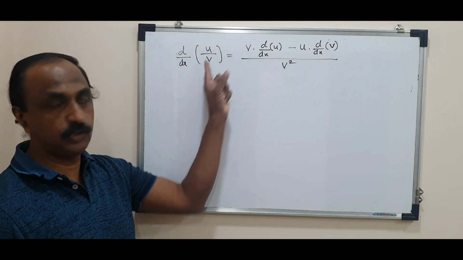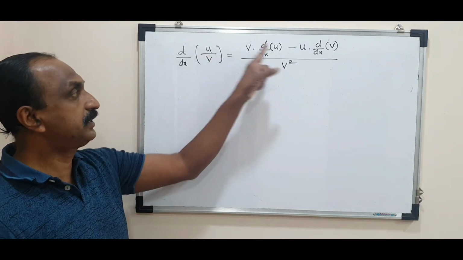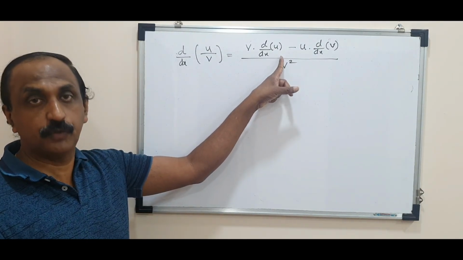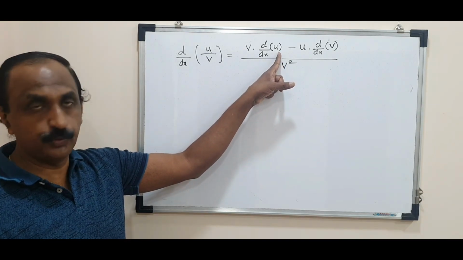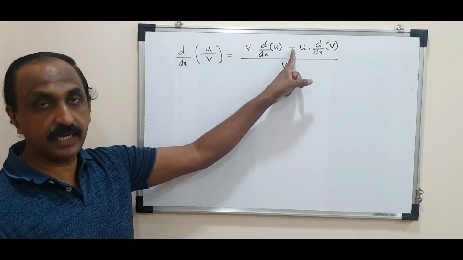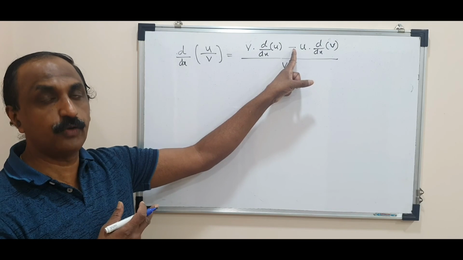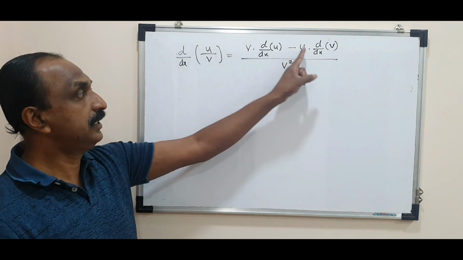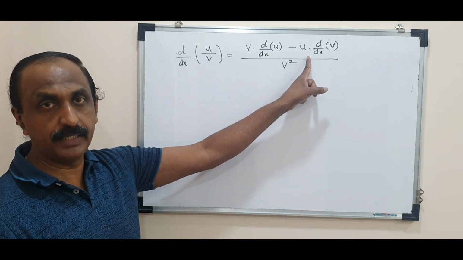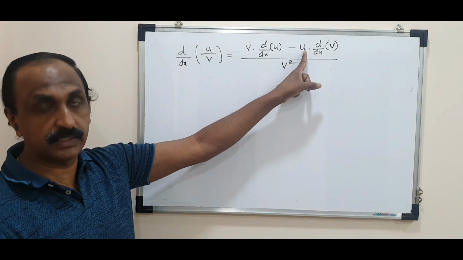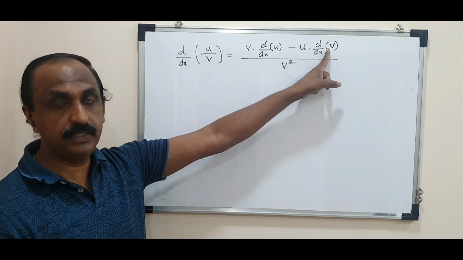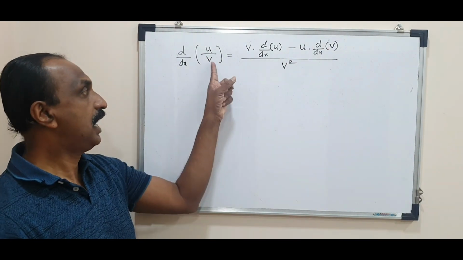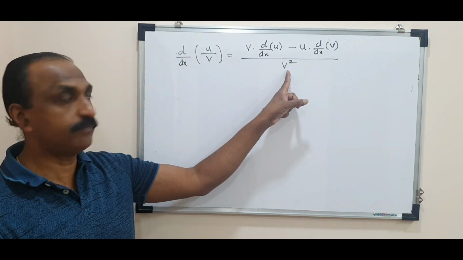No change in v, no change in the denominator. But apply the formula of derivative for u, the numerator. Then minus sign. In the product rule, we had a plus sign. Now you have a minus sign. Then you write the numerator as it is, and the derivative of the denominator. And finally, you need to divide by the square of the denominator.